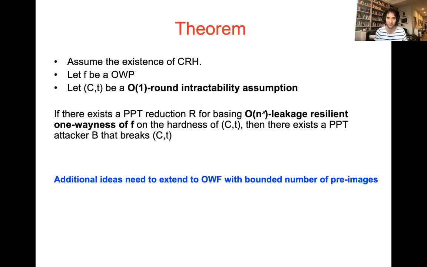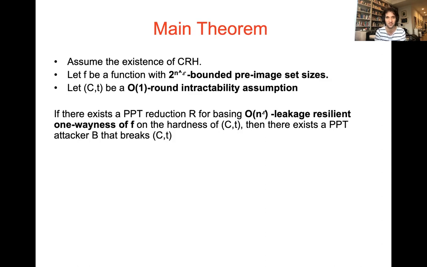As I mentioned, this type of approach only works for one-way permutations, but using some additional ideas, we can extend it to work not just for one-way permutations, but also for one-way functions with a bounded number of preimages. And in order to do this, it's very important that the number of preimages is sufficiently small so that the output of the function together with the leakage suffices to information-theoretically determine the preimage. And if so, the impossibility result still holds, and thus we get the final main theorem. And that is it. Thank you very much.